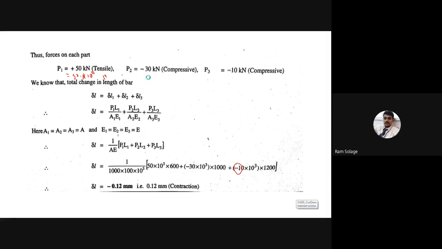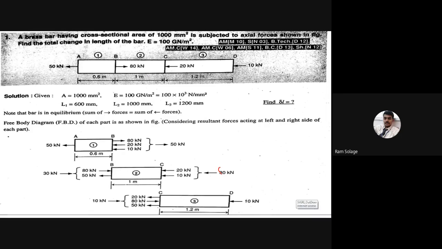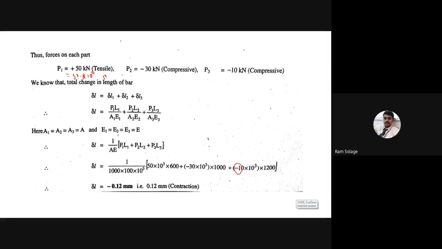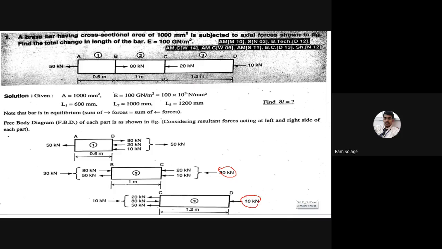Why have you taken minus 30? Check the direction of the P2 force. It is compressive. So in this problem, the direction of force is very important. Whenever the direction of force is tensile, that time take the plus sign. Whenever the direction of force is compressive, take the minus sign. Again, we have to convert 30 into 10 raised to 3. Again, P3, see the direction. Compressive, take the minus sign, 10 kilonewton, 10 into 10 raised to 3.